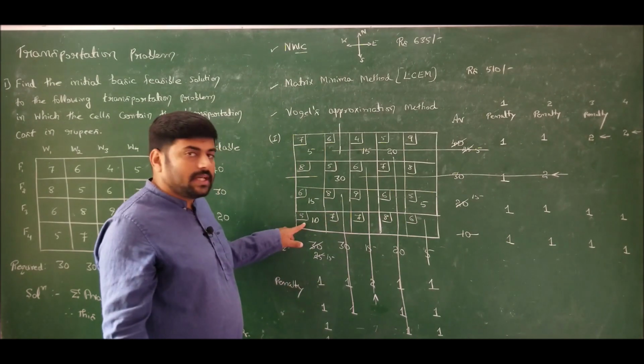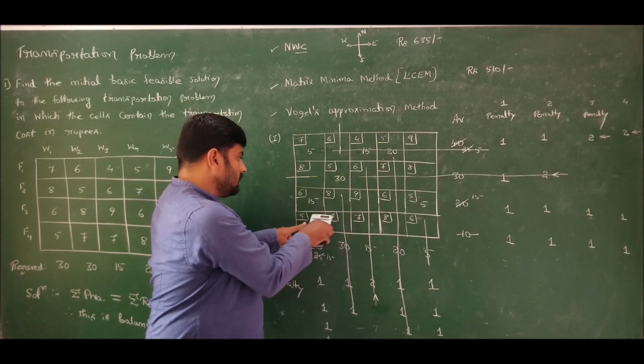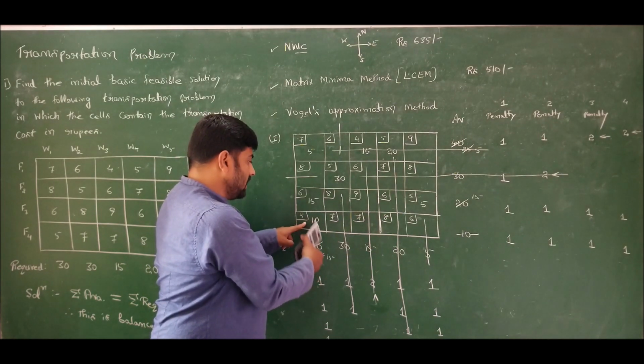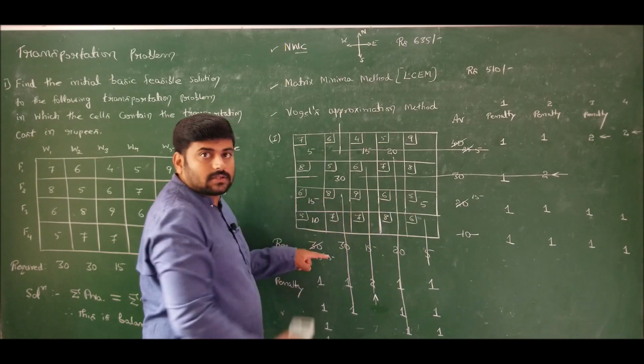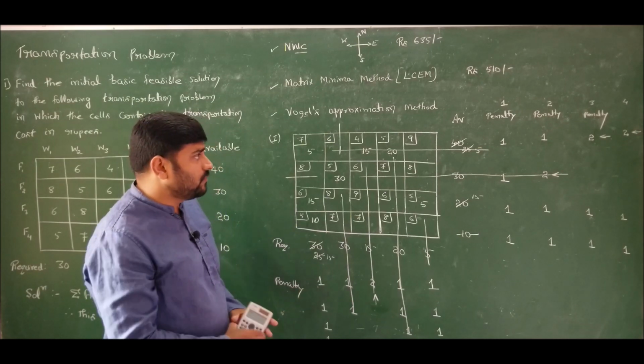Next least cost is here 5. So minimum of 10 and 30, minimum is 10. So therefore I eliminated, remaining is 25. Out of 25, 10 I taken, remaining is 15. Now 15 cross 15 will come over here. Done. Allocations are done. Hope you followed.